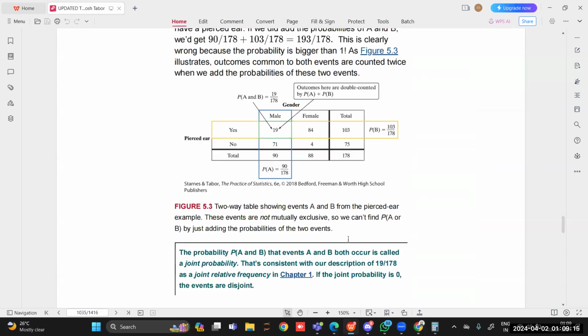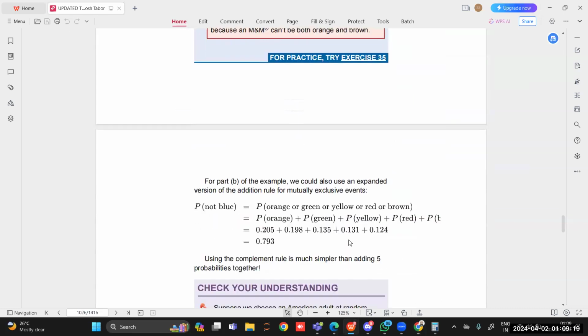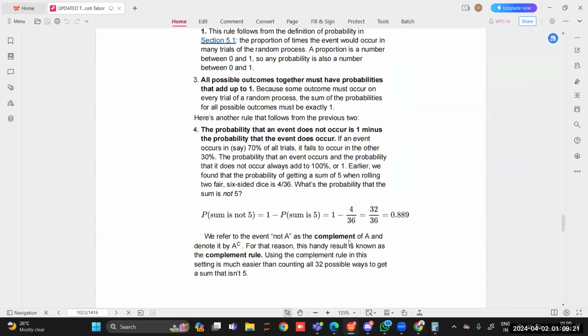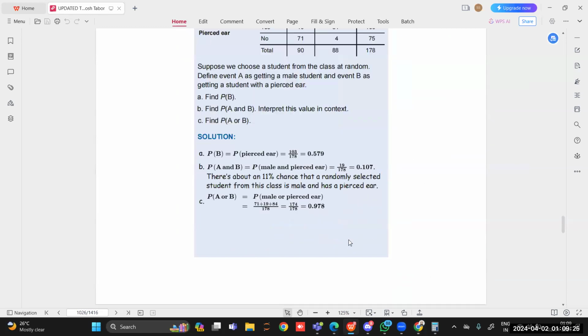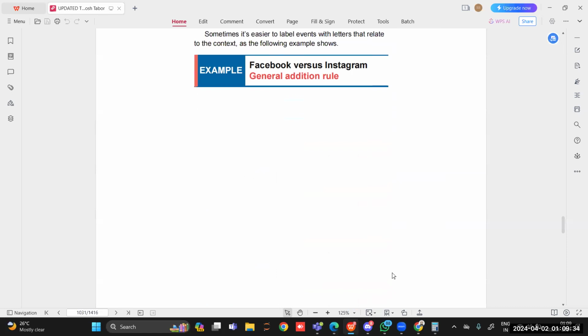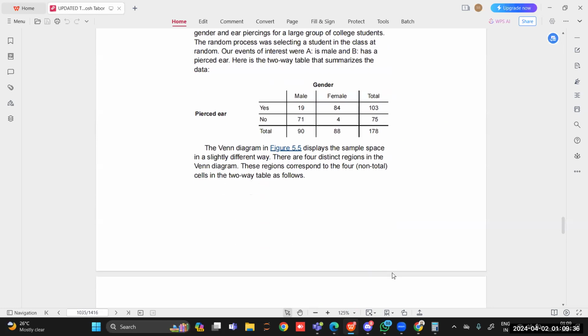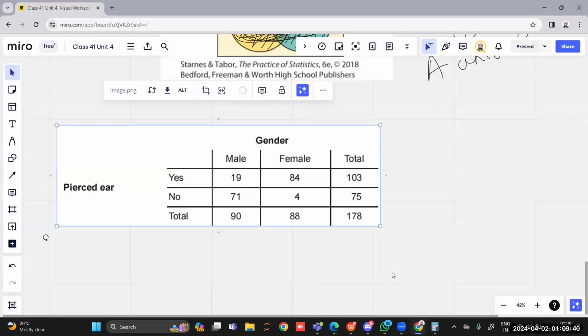When we started this topic, it started with the heading of the two-way table only. It is a two-way table, correct? And that was that table. So now we'll look at how to represent a two-way table on the Venn diagram. See, this is a two-way table.